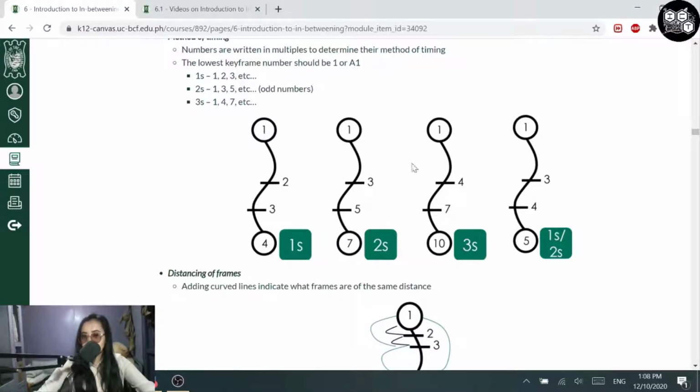For 3s naman, from 1, you can see it moves to 4, which means it skips 2 numbers. You have your 2 and 3 skipped. And then from 4 to 7, you have your 5 and 6 skipped. So that's more for 3s.